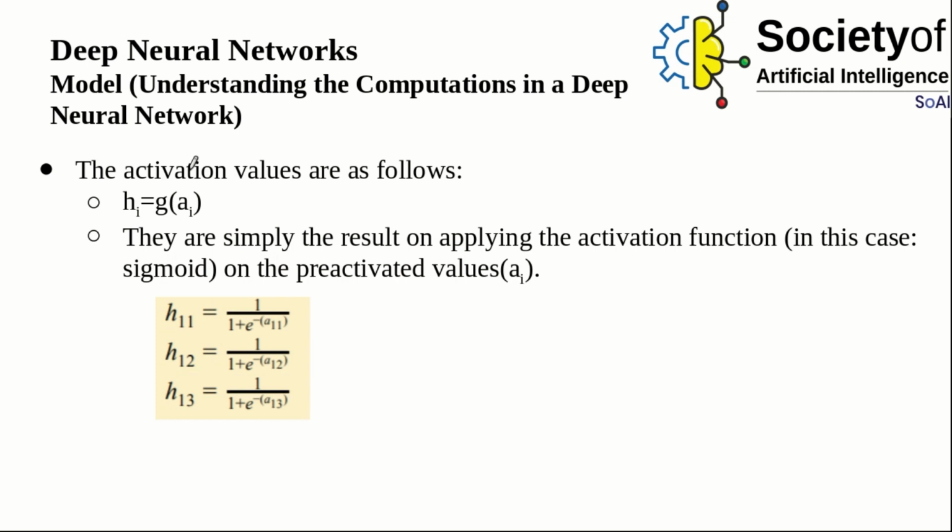The activation values are as follows. Hi is g of Ai. They are simply the result of applying the activation function. In this case, we are using the sigmoid function on the pre-activated values. H11 is equal to 1 upon 1 plus e to the power minus A11. H12 is equal to 1 upon 1 plus e to the power minus A12. And H13 is equal to 1 upon 1 plus e to the power minus A13.